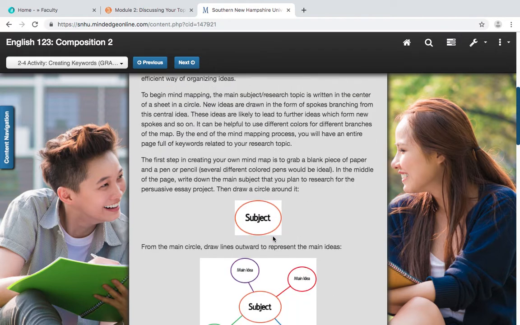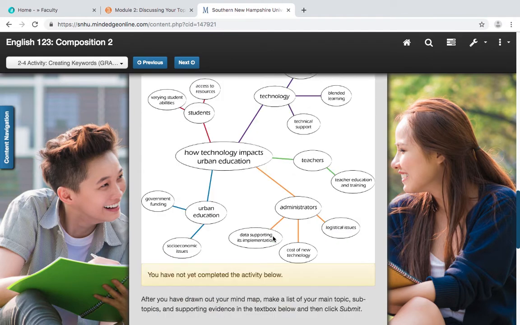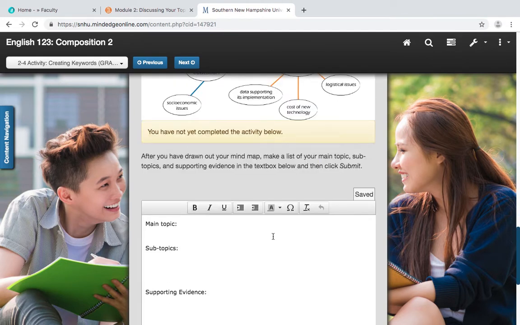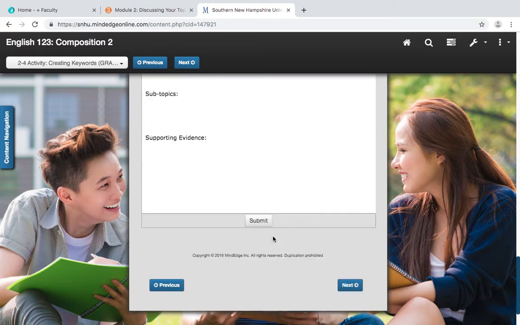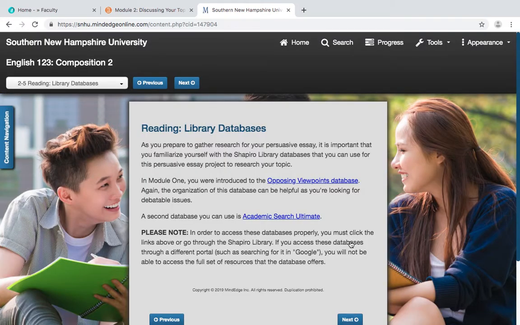So it talks about mind mapping. There's different ways to mind map. Here's a sample mind web. And then after you've drawn out your mind map, make a list of your main topics, subtopics, supporting evidence in the text below. And then you hit submit. Again, it's a completion activity. At least in the past, it isn't something that's gone to me. If you want me to look at that closely, just let me know, text me, email me, call me. I'm happy to do so. If you feel pretty confident about it, then there's no need. But I am, again, happy to do so.